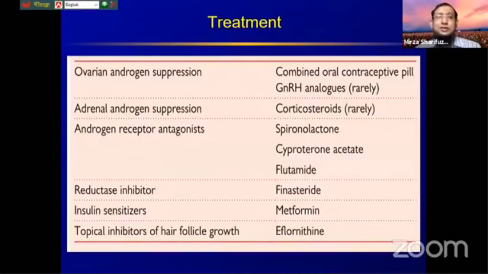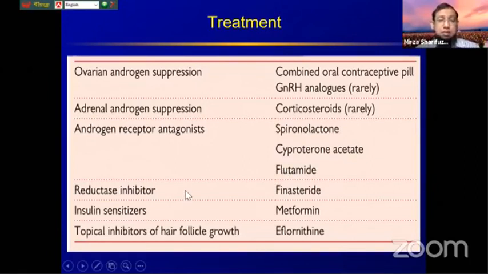So when the pathology is in the ovary, we need to suppress ovarian androgen secretion by combined oral contraceptive pill. If the source of androgen is the adrenal glands, we can use corticosteroid to suppress ACTH, which in turn will suppress the androgen secretion from the adrenal cortex. We can block the androgen receptor by spironolactone, cyproterone, or flutamide. Flutamide is a hepatotoxic drug, not used nowadays.